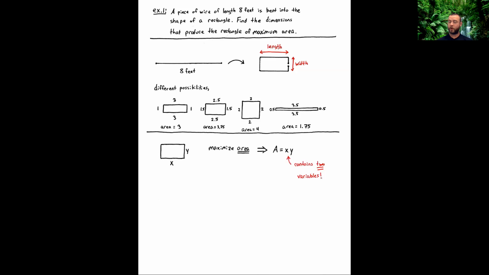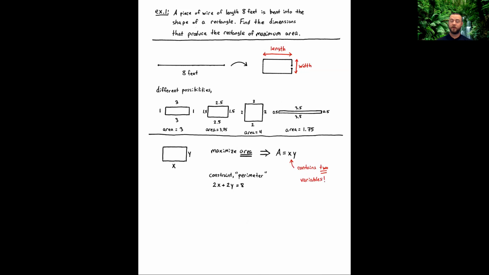All right, well, what haven't we used? We have a total length of wire of length 8 feet. Now we're bending our straight piece of wire into a rectangle. That straight piece of wire forms then the perimeter of that rectangle.